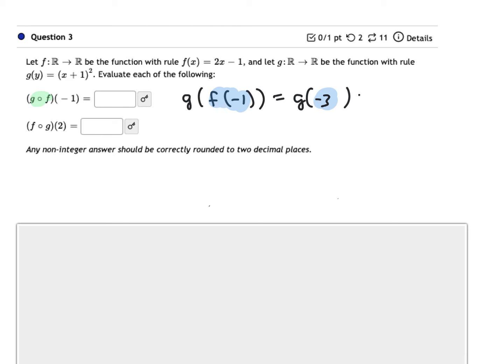And now we can compute g of negative 3 by using the rule for g. The rule for g is here. And I see there's a typo. There should be a y.